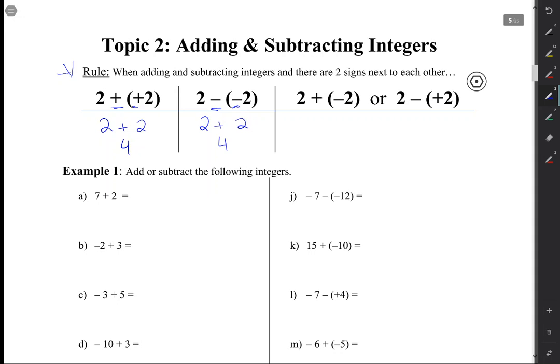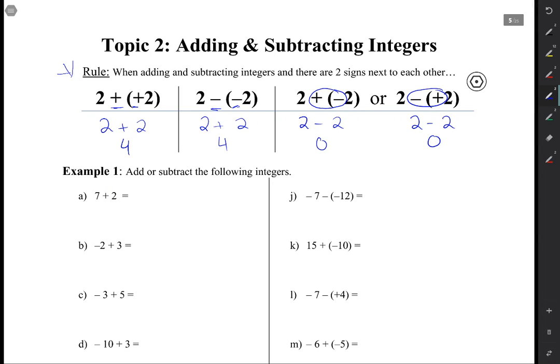Now, when we have two of the opposite signs next to each other, so a plus then a minus sign or a minus then a plus sign, they always change to a minus sign, one minus sign. So for instance, this one here would be 2 minus 2. That's what that would change into, and this one over here would also change into 2 minus 2. So 2 minus 2 is 0 in both cases there.